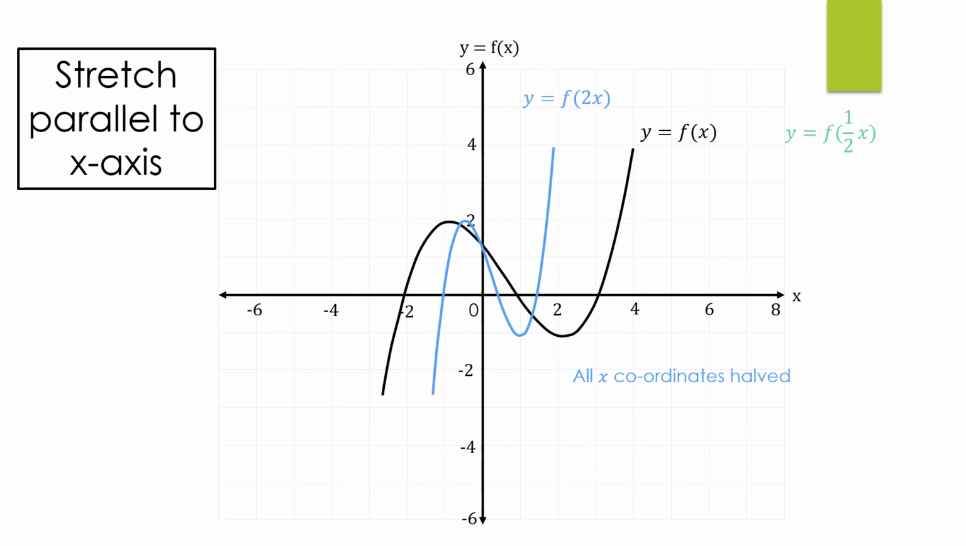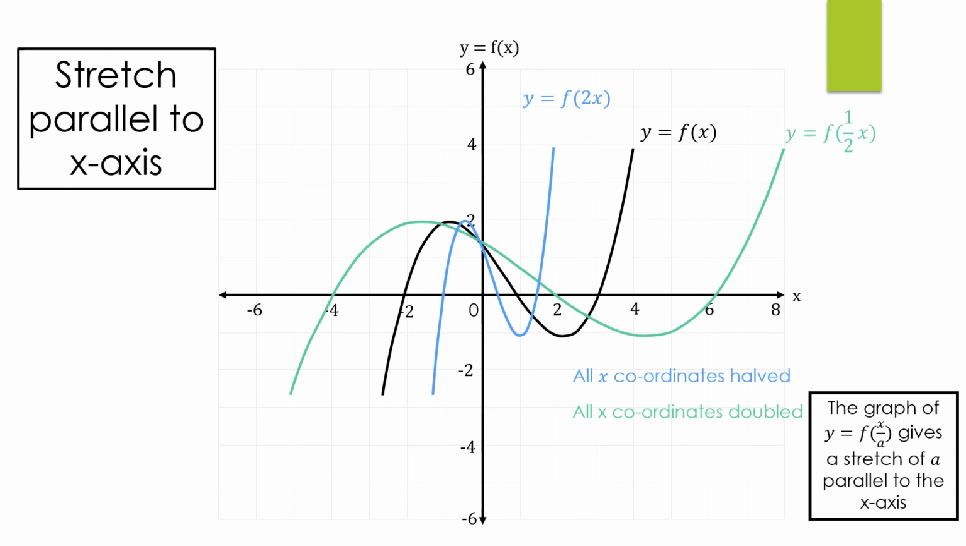If we want to consider y equals f of a half x, again, let's look at that (-2, 0) root. If a half x is going to equal -2, then we're going to have to multiply both sides by 2 in order to isolate x to find the new x coordinate. And so it's going to become (-4, 0). So basically we are doubling all of our x coordinates in order to find our stretched curve parallel to the x-axis. So the graph of y equals f of x over a gives a stretch of a parallel to the x-axis.